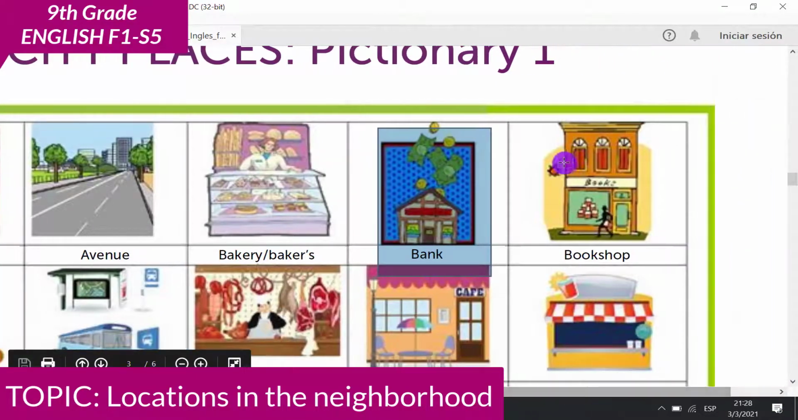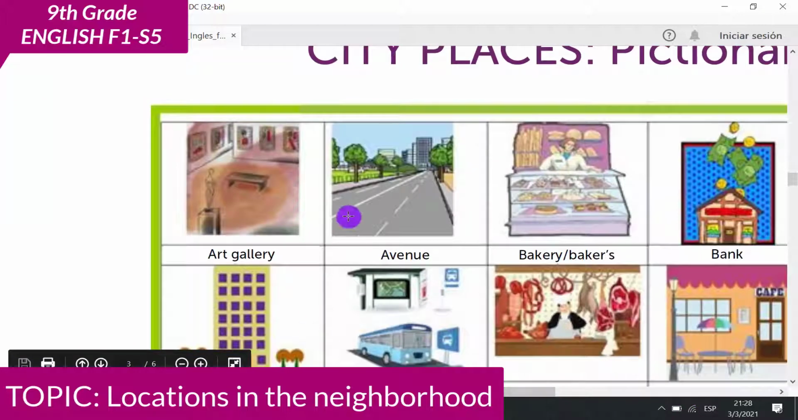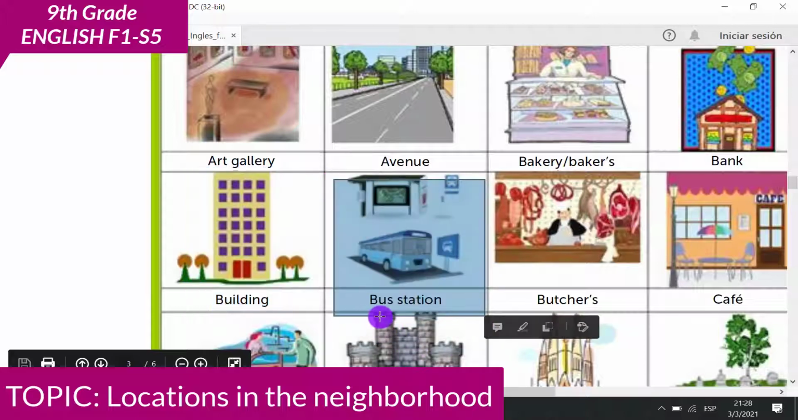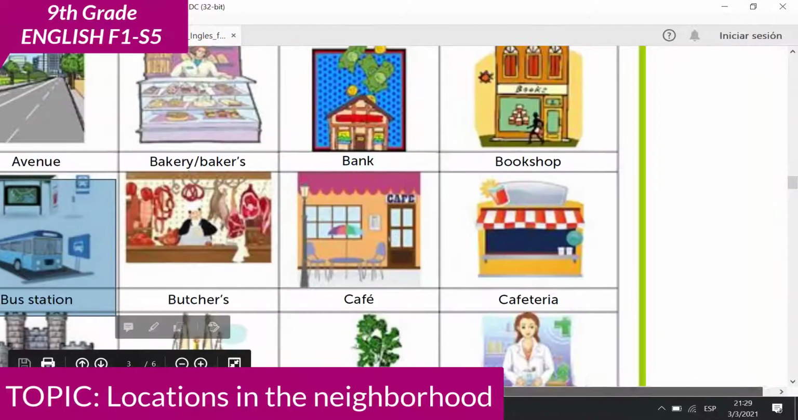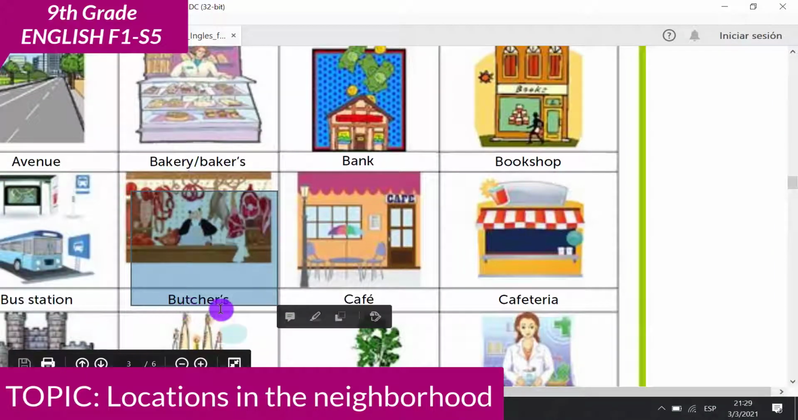Bookshop, la librería o venta de libros. Building, edificio. Bus station, parada de buses. Butchers, carnicería.